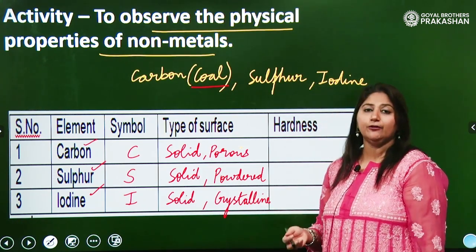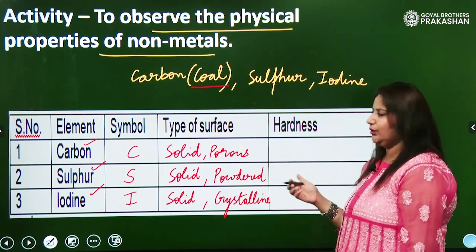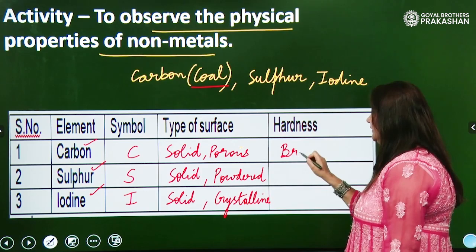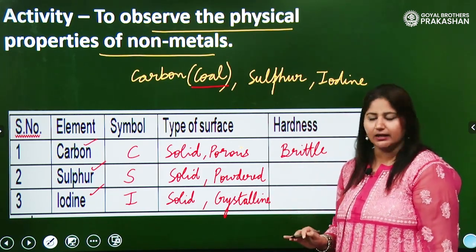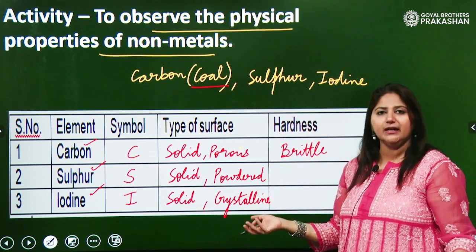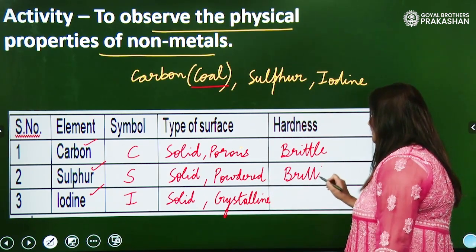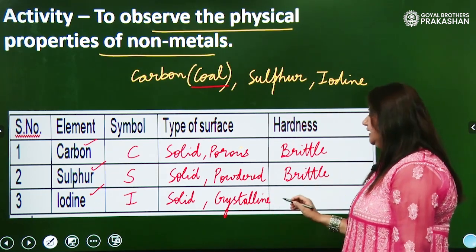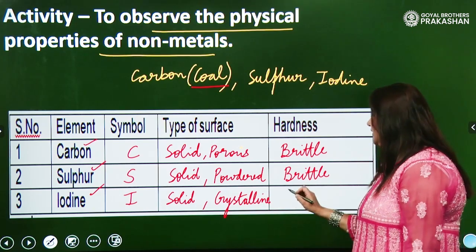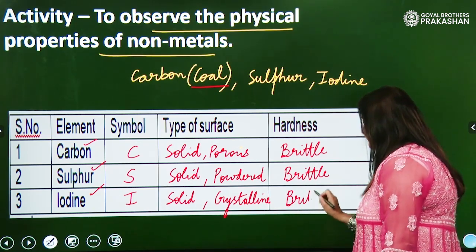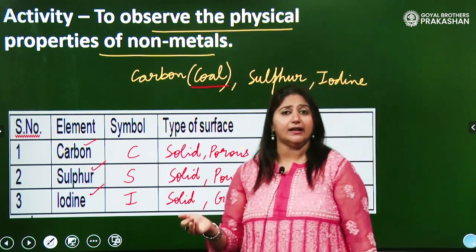So what will you find for hardness? When you observe coal, is it really hard? No, it is actually brittle, right? So all non-metals are brittle, they are not hard. Similarly, sulfur is already in powdered form, so definitely it's brittle. And iodine crystals, though they are crystals, are still not as hard as metals, so they are brittle. So all non-metals are usually brittle, they are not as hard as metals.